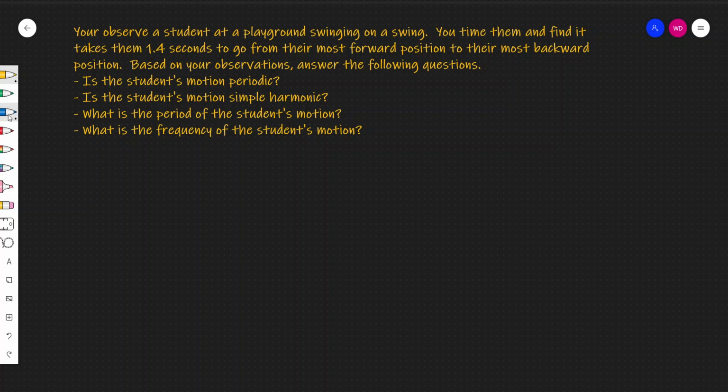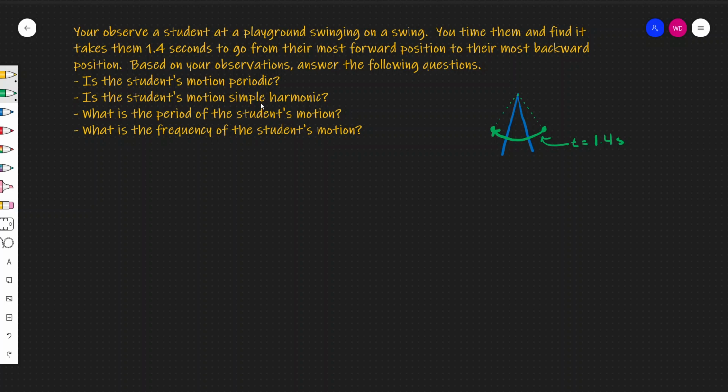So, step one, always draw a picture when solving word problems like this. We'll draw a really bad swing like that. And then the student's forwardmost position, we'll say, is here, and their backmost position is here. We time them to go from their forwardmost position to their backmost position, and we figure out that this time is equal to 1.4 seconds.